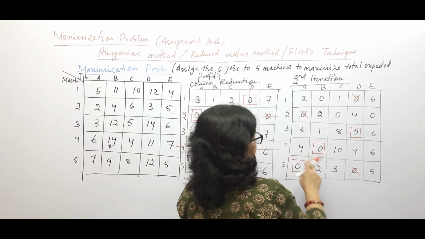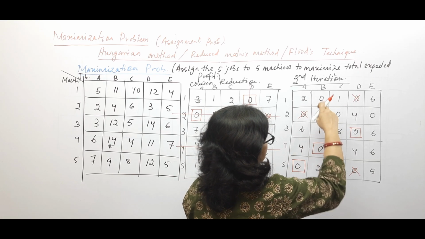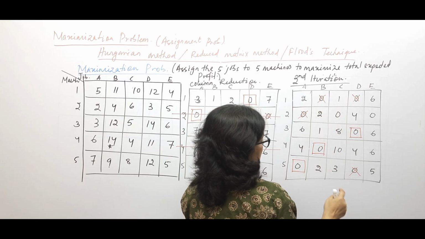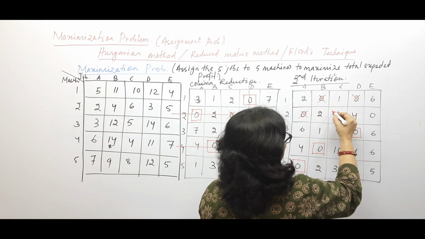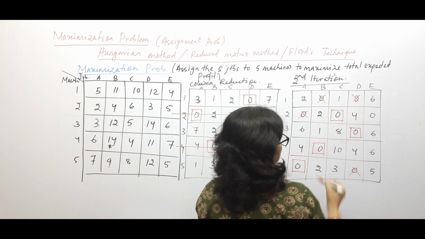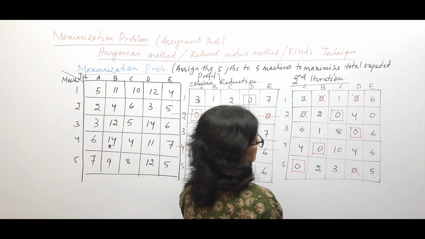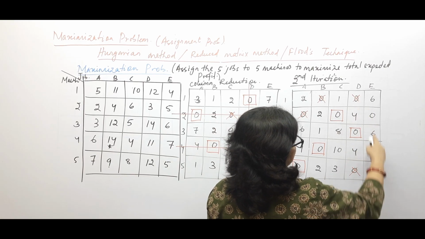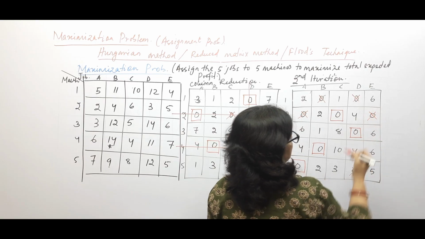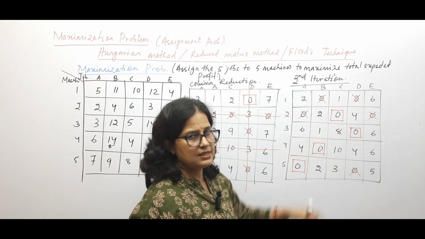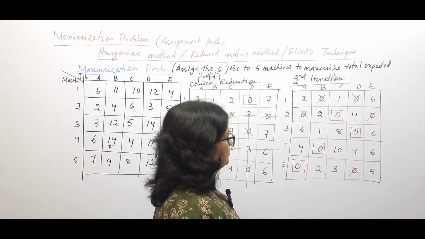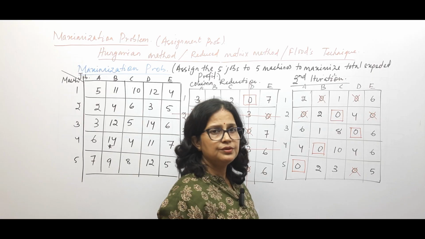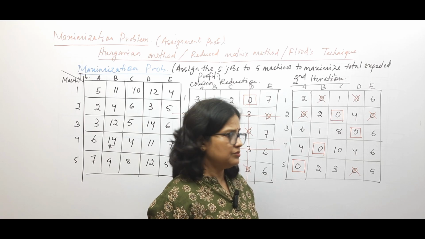Right? So again we need to check its column. Here we have assigned 1, so we need to cross this one. Here there will be no, so we can go for assigning this one. And for this it's done. For this it is crossed because we have already assigned this one. So if you see, again we are getting 4 assignments, 1, 2, 3, 4, which is not an optimal solution.